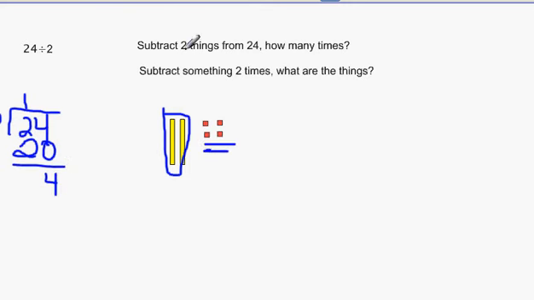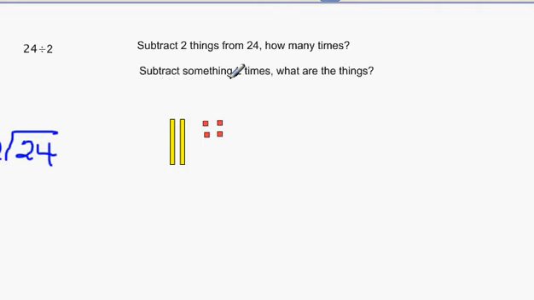Can I subtract 2 things from my 4? Yes, except now they're not rods, they're reds, and I can subtract it once, and I can subtract it twice. So can I subtract 2 things from my 4? Yes, I can do that twice, and so now I'm left with 0 left over. So there it is, using our rods and connecting it to our standard algorithm.